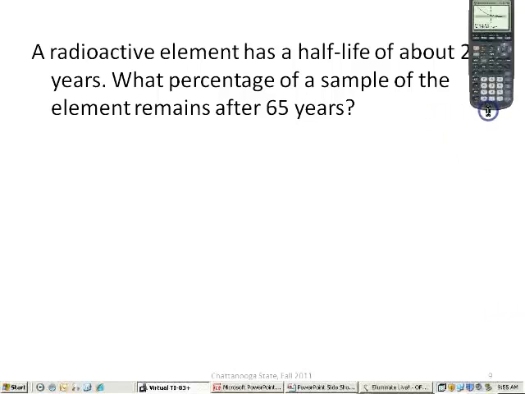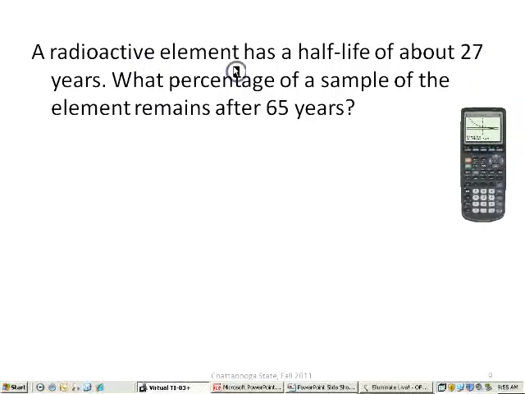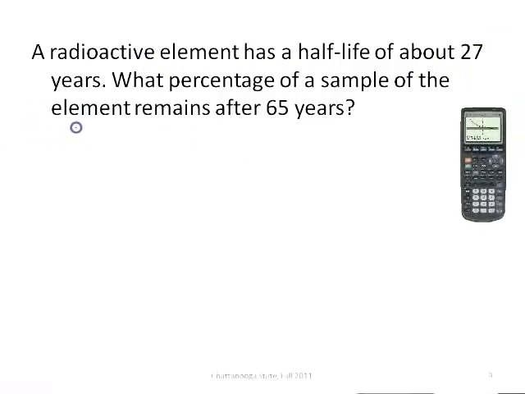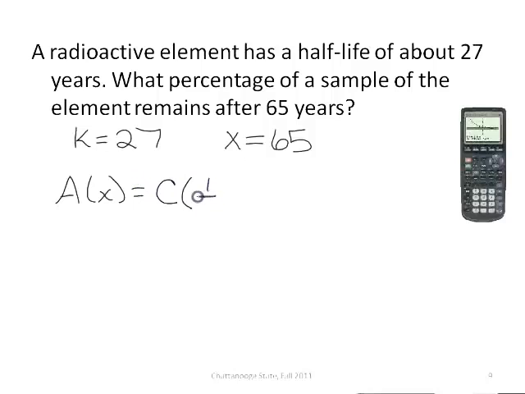So if we look at this problem, we know that a radioactive element has a half-life of 27 years. That tells us that the K here is 27. We want to know what percentage of the sample remains after 65 years. So that means our X, our time, is 65. The function for this is A of X equals C times 1/2 raised to the x over k power.